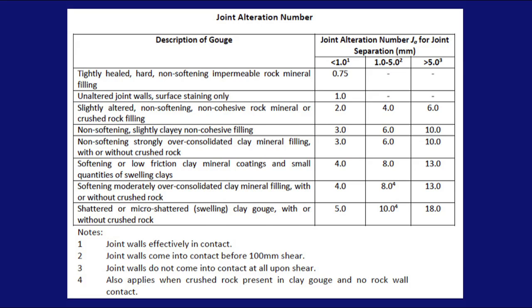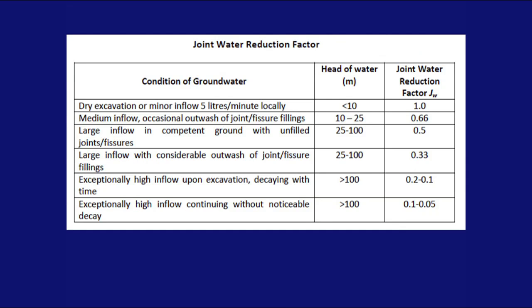alteration number. Joint water reduction factor. This is the table. And you can see, again, descriptions of groundwater conditions and the corresponding joint water reduction factor that goes into the calculation of the Q. Quite often in our rock masses we have dry conditions, and the JW value there is going to be 1. But clearly you would choose whatever is applicable to the rock mass under consideration.